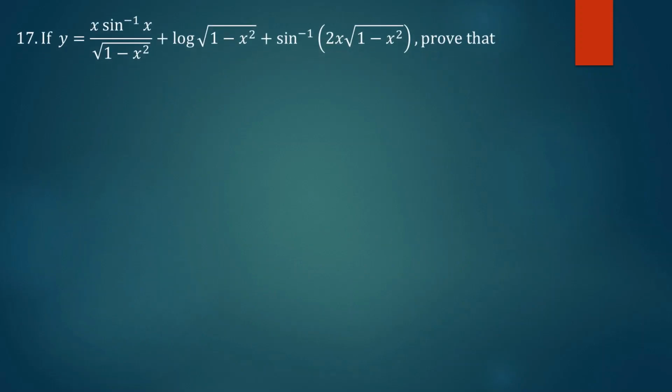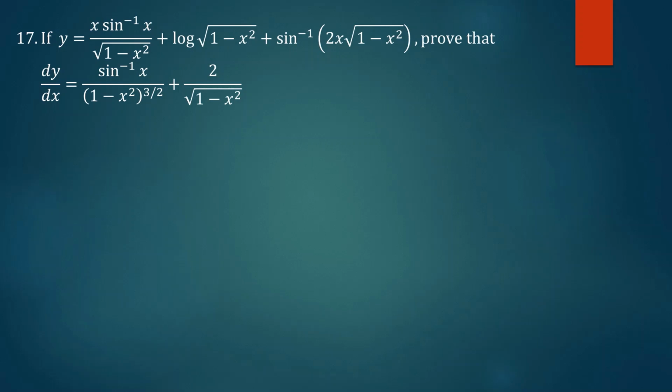You see, this question is a very important question. If y is equal to x sin inverse x by root over 1 minus x square plus log of this one plus sin inverse this one. And to prove that, this is your expression: dy dx equal to sin inverse x divided by 1 minus x square whole power 3 by 2 plus 2 by root over 1 minus x square. So this is your question.